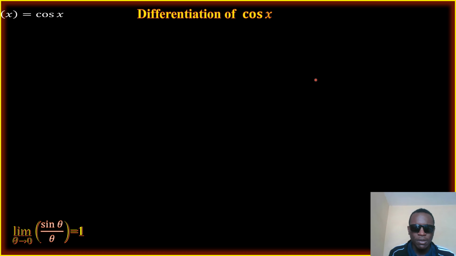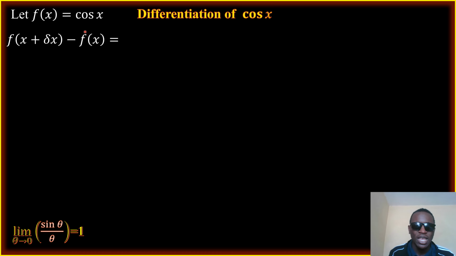So beginning, we're going to let f of x equal what? Cos x. So we let f of x equal cos x. Then from there, we follow the same procedure that we have been doing. The first step in differentiating from first principle is to evaluate the difference f of x.